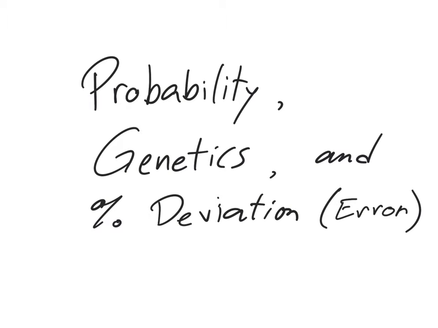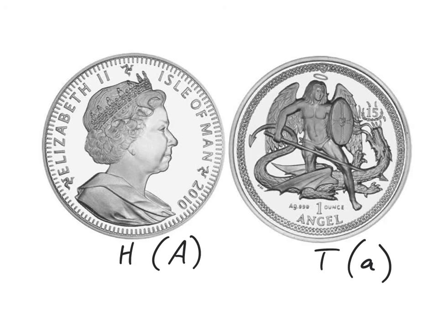All right, so we're going to look at probability, genetics, and percent deviation, or sometimes known as percent error. We used a coin for this genetics coin flip lab. The reason we did is because heads would represent one allele and tails would represent another allele. In this case, the allele would be big A for heads and little a for tails, or dominant and recessive.